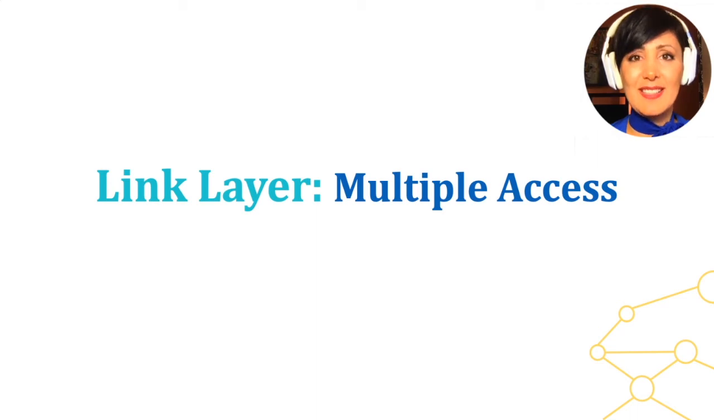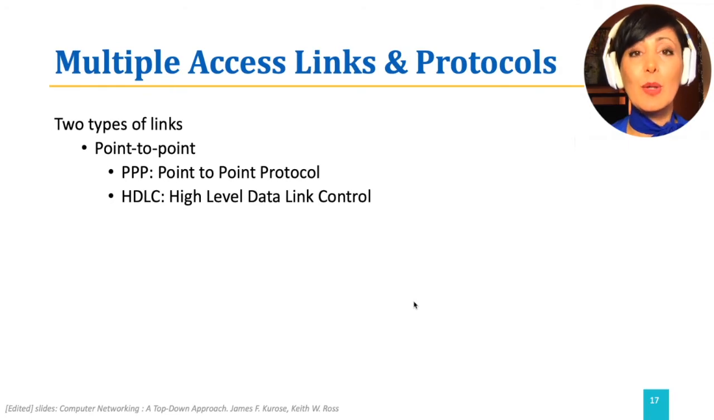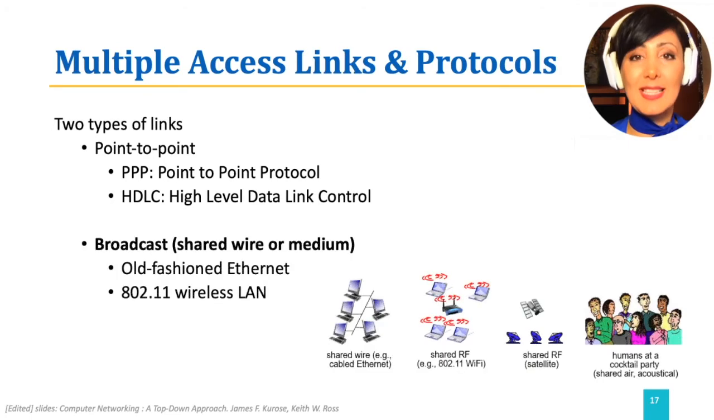Our next discussion is about multiple access. There are two types of links: point-to-point with one sender and one receiver, and broadcast links with multiple access. PPP, which stands for point-to-point protocol, and HDLC, high-level data link control, are examples of point-to-point protocols. However, here we want to explore the links with multiple access, with more than one sending and receiving pairs sharing the medium. We want to see how sharing the medium is possible among multiple nodes.